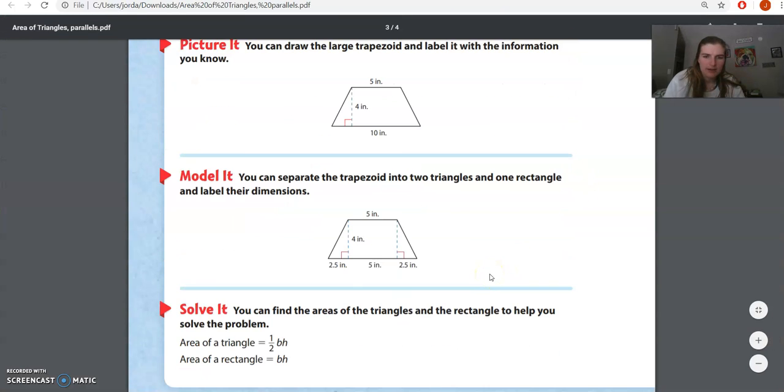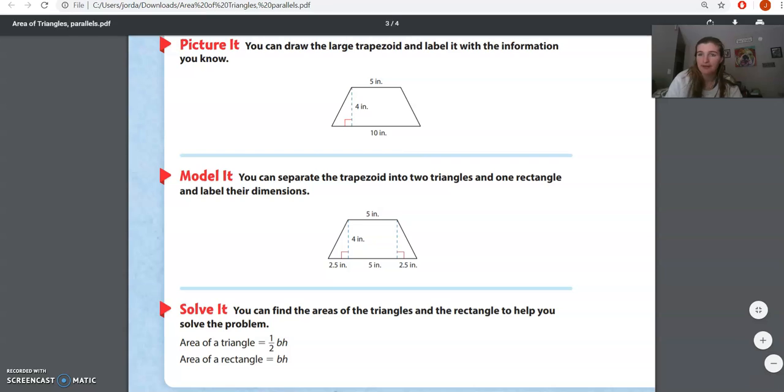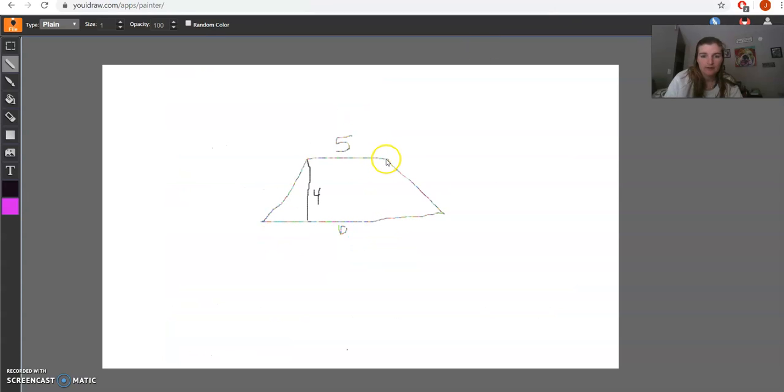You can separate the trapezoid into 2 triangles and 1 rectangle. Oh, okay. Okay, so let's do that. Let's draw another line to separate it into two triangles and one rectangle. So we know that this length is also going to be 4. How about down here? Well, if the top here was 5, this length from this and this also is going to be 5.